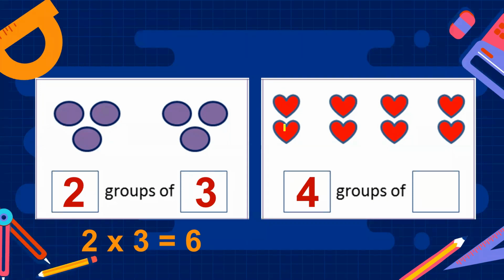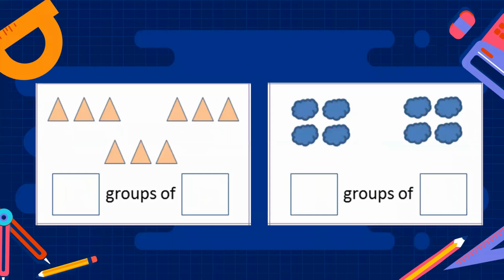We have 1, 2, 1, 2, 1, 2, 1, 2. So therefore, 4 groups of 2. Or we can say 4 times 2 equals 8. Okay? Another example, we have how many groups of triangles are there?